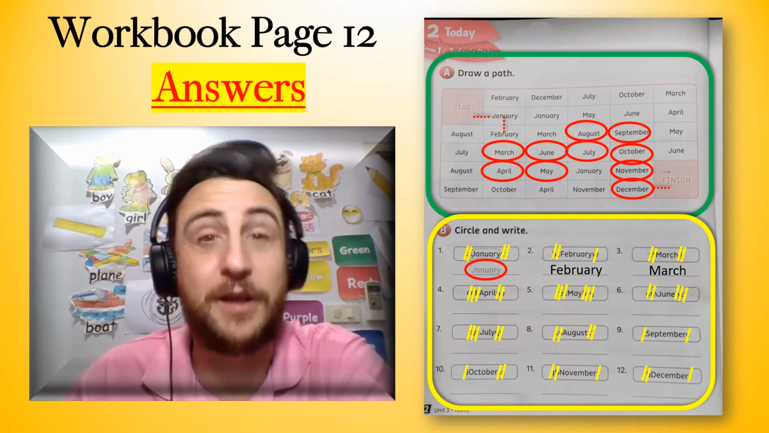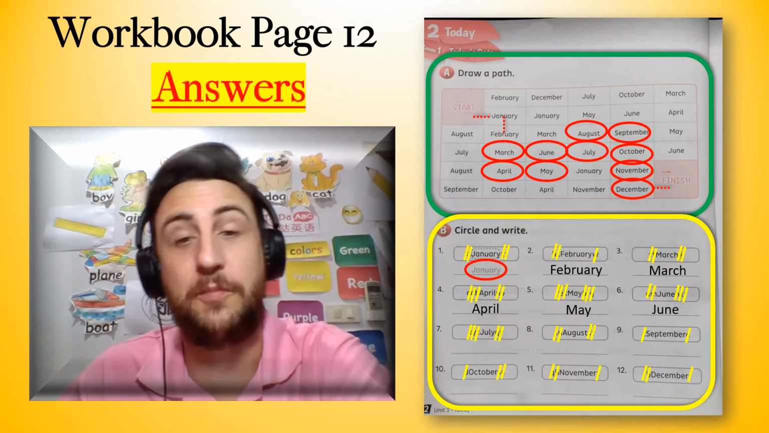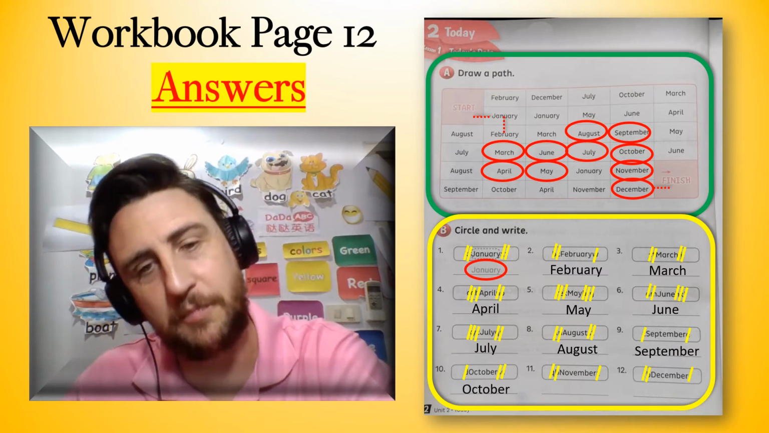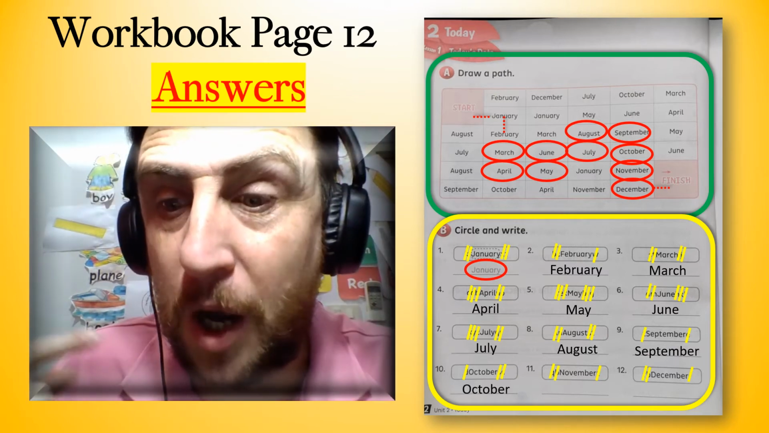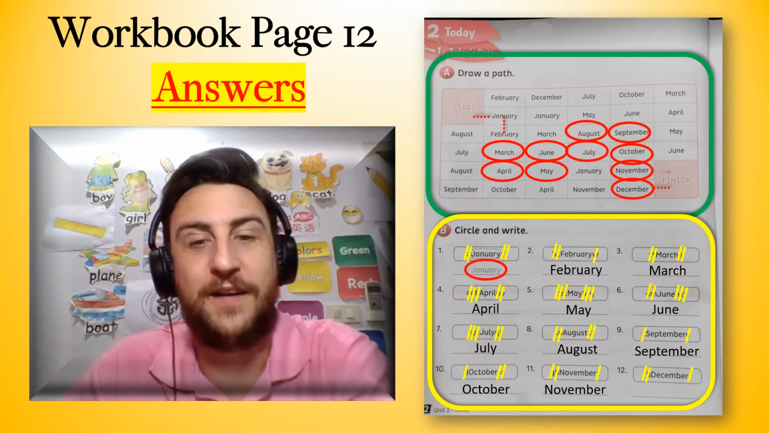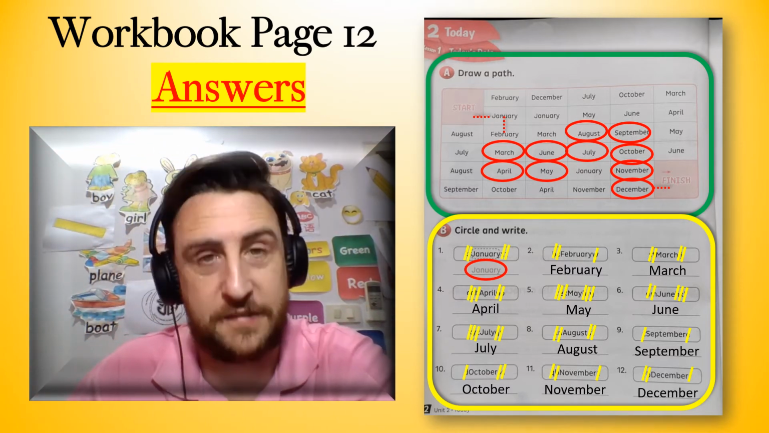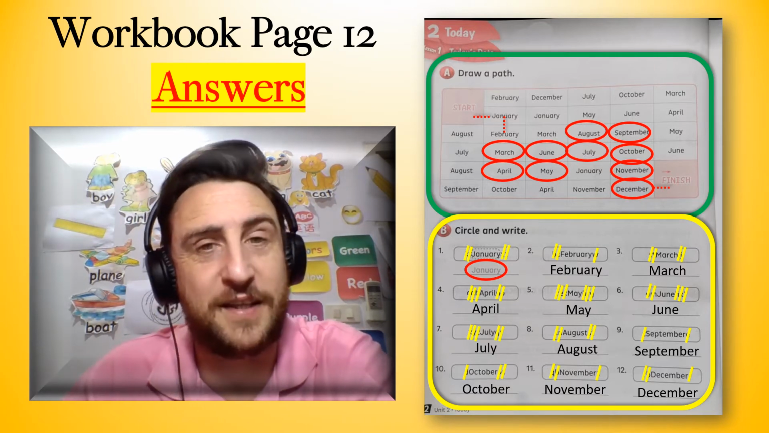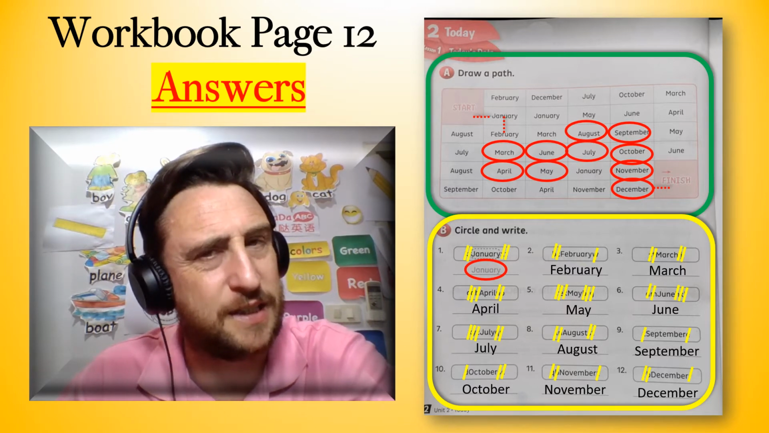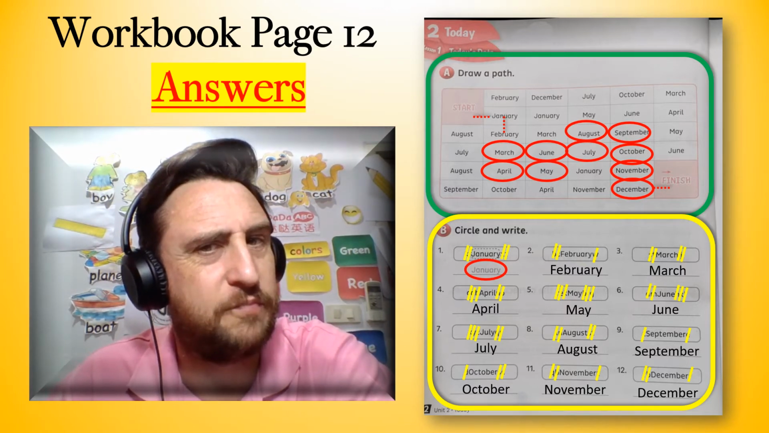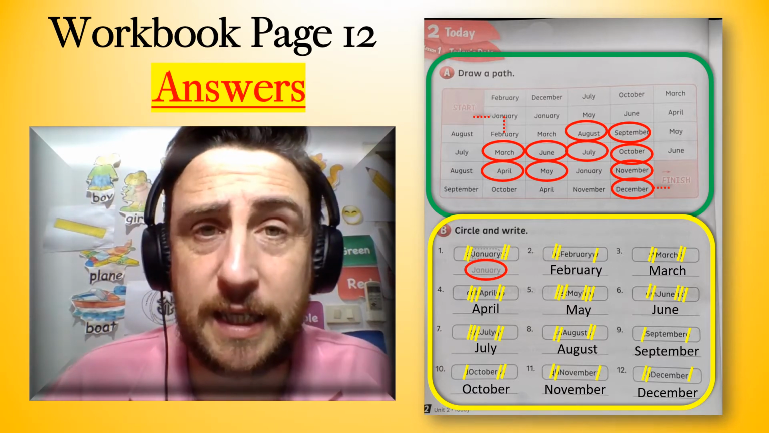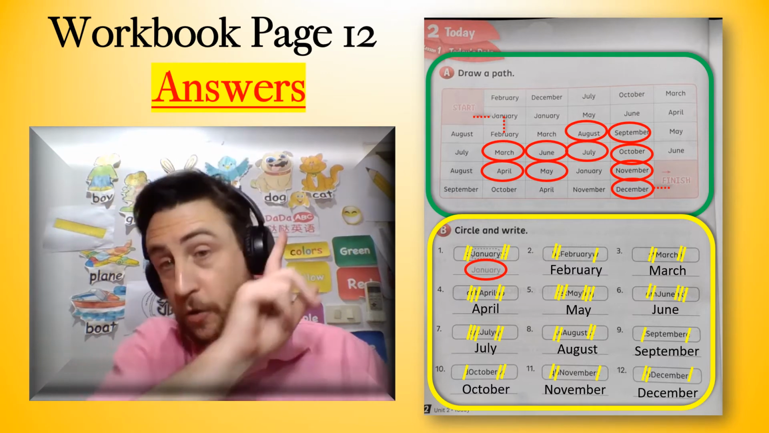So it's February, March, April, May, June, July, August, September, October, my birthday. It's my birthday, October. November and December. And that's it. That is the homework finished. These are the answers. I think this was very easy. Do you think this was very easy? Yeah? Probably. Okay, good. Let's move on and we'll check the next part of the lesson.